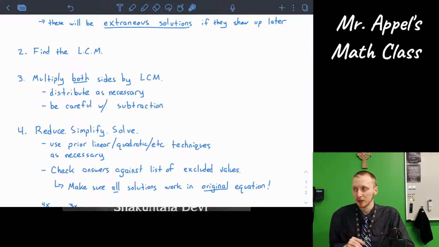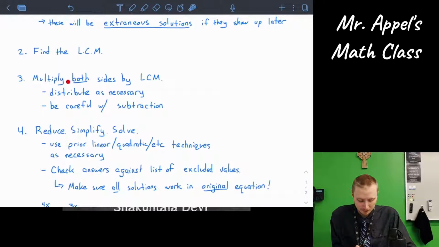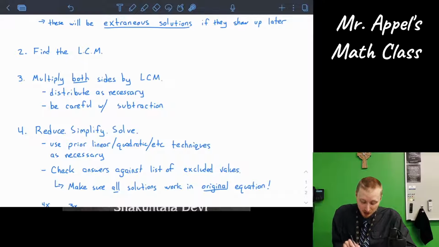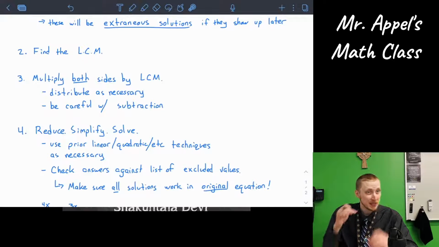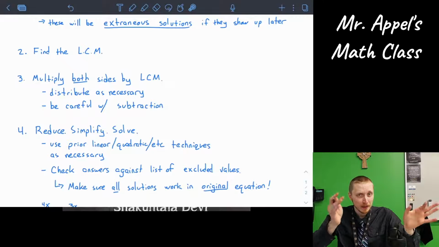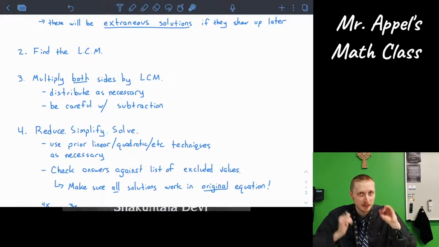Then you go through basically the same methods as we did with just the normal fractions. Find that least common multiple of the denominators, multiply both sides by that least common multiple, and do all the distribution. Watch out for those subtractions. Just because you've got that negative sign, make sure you distribute the negative. If subtraction is involved, make sure you distribute the negative.